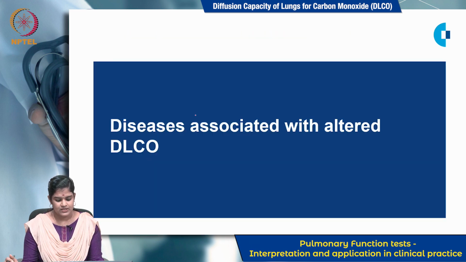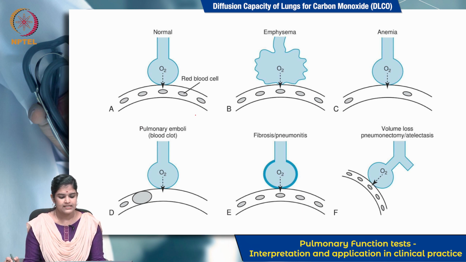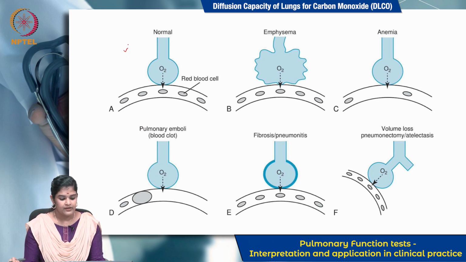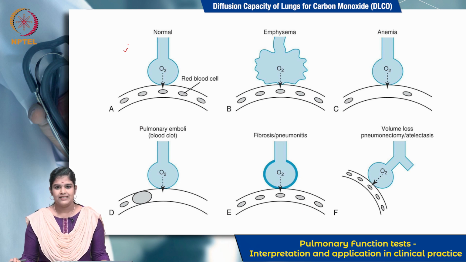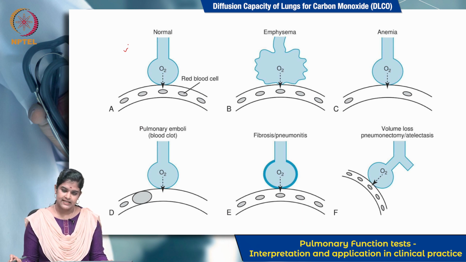Now, what are the diseases associated with altered DLCO? Let us take a look at this picture to understand the basic pathophysiology in different conditions where DLCO will be reduced. This first one is a normal image where the alveoli are normal, the alveolar capillary membrane is normal, and the capillary is normal with red blood cells. Here, the diffusion is normal. But when we look at a case of emphysema, the alveoli are destroyed, resulting in inadequate distribution of the gas, resulting in air trapping. So, there will be less diffusion.